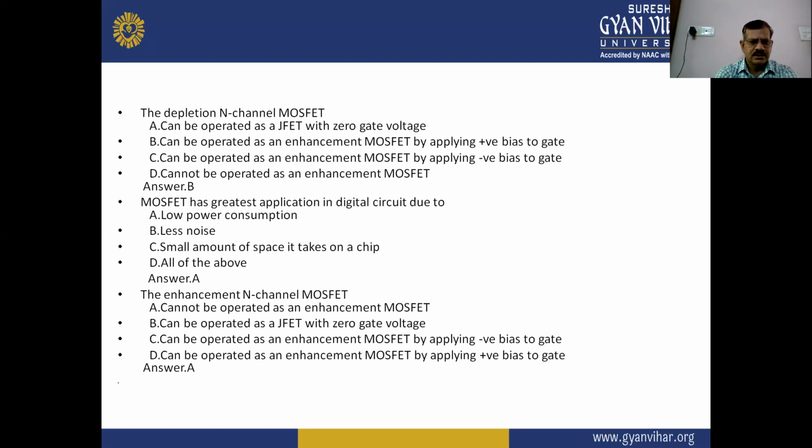Next question and last, the enhancement N channel MOSFET: option A, cannot be operated as an enhancement MOSFET. Option B, can be operated as a JFET with zero gate voltage. Option C, can be operated as an enhancement MOSFET by applying negative bias to gate. Option D, can be operated as an enhancement MOSFET by applying positive bias to gate. So here the correct answer is option A, the enhancement N channel MOSFET cannot be operated as an enhancement MOSFET.